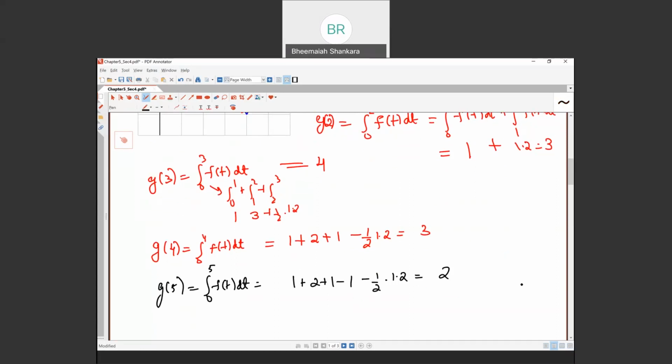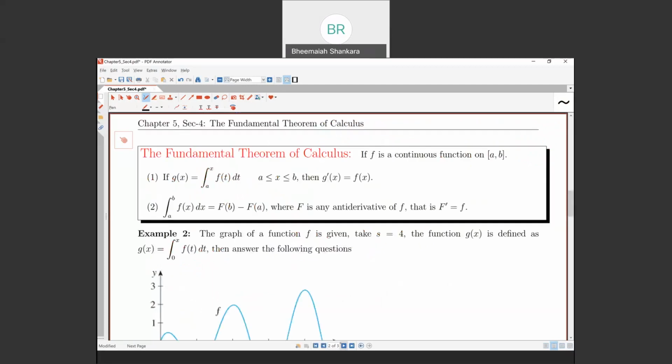So you were asked to calculate the function g values at 6 coordinates, and we have calculated it. The next one is the fundamental theorem of calculus, part 2.